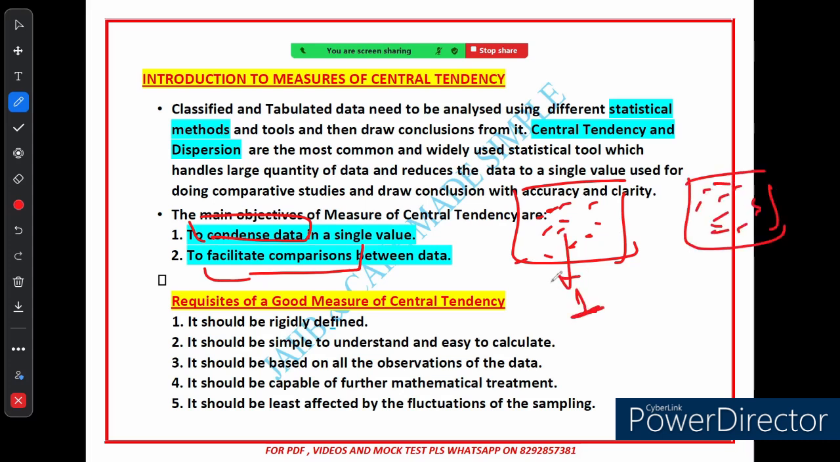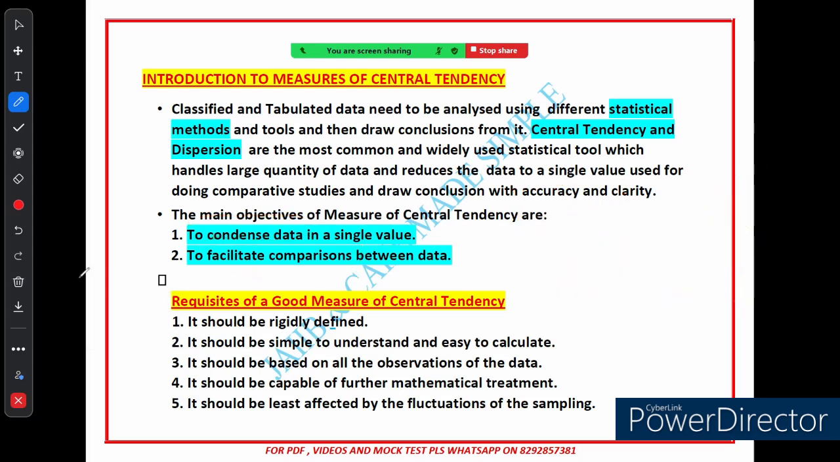Instead of all this data, you take only one data, and in this case you also take one data. You can easily compare these two, right? Because you have just a single set of data. So that is how it facilitates comparison, and obviously it helps in condensing the data because you condense the entire amount of data in a single value. So these are the two main objectives of the measure of central tendency.